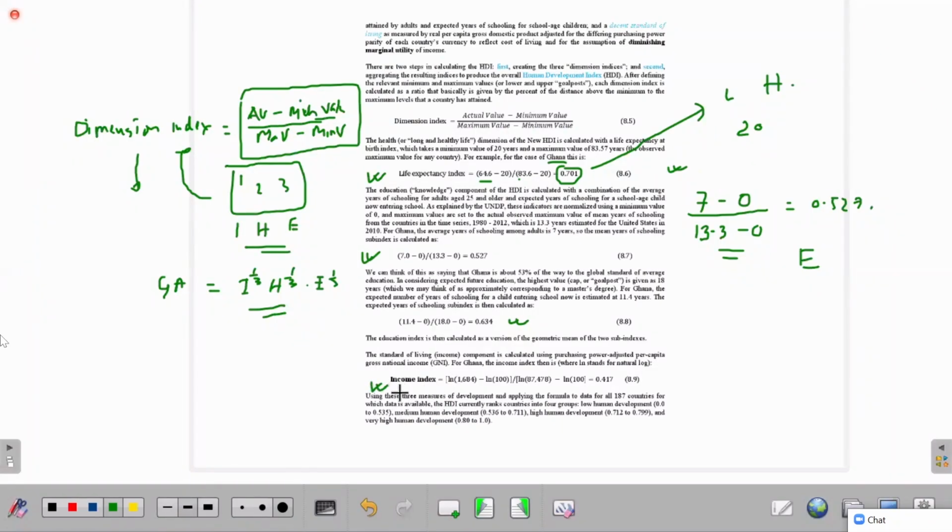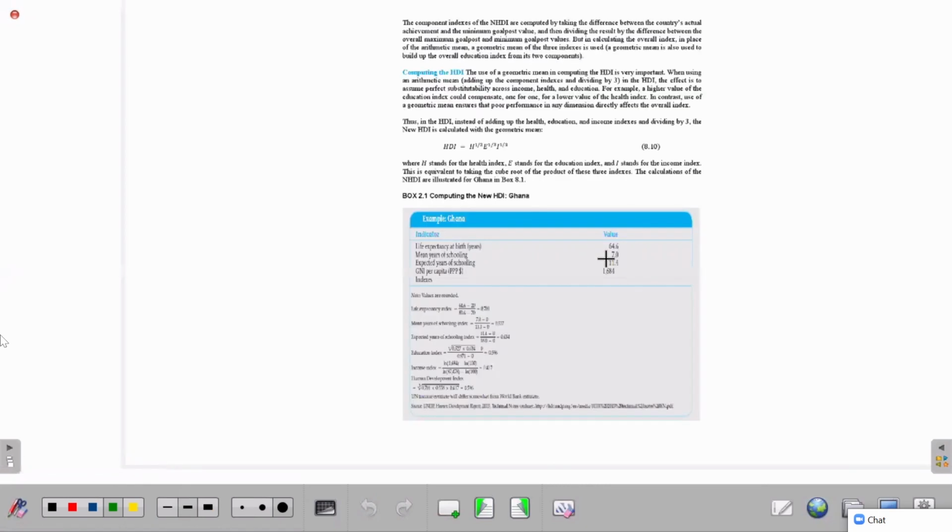And for income, there is an income index, and this income index is taken in log form because income is very big. So it is taken as a log to make it an index. Log 100 is the minimum value, the actual value is log of this one, and the maximum value is this, and then we get the income index. Now finally, you see here the example for Ghana, and you will understand what happens there.